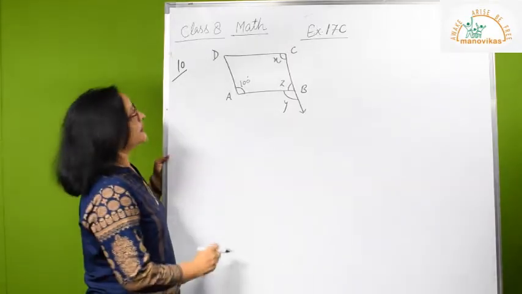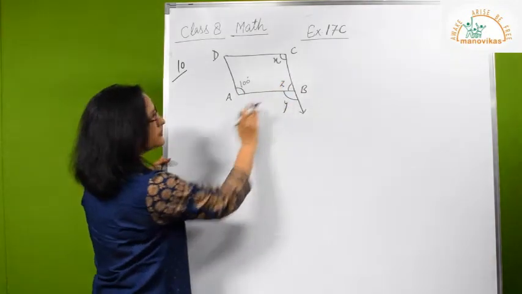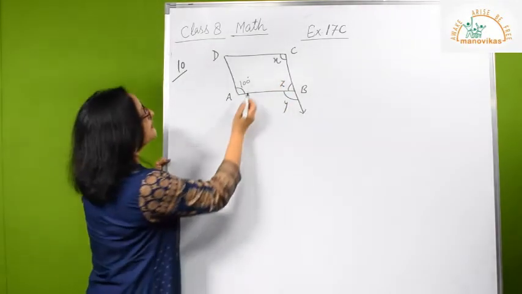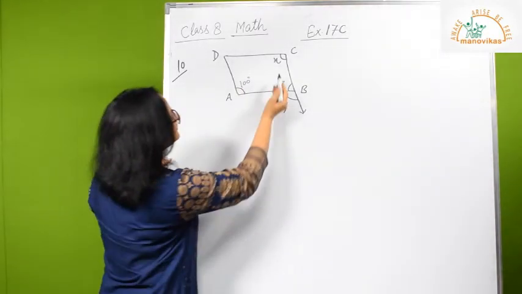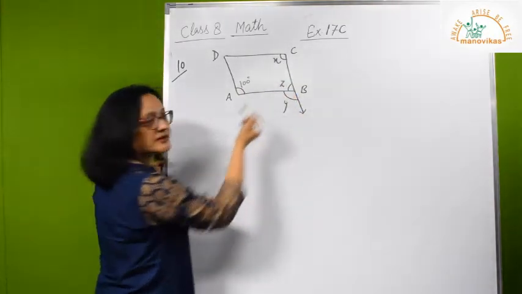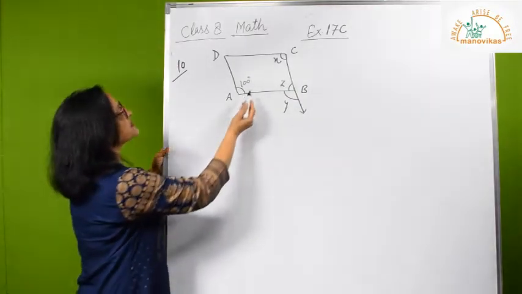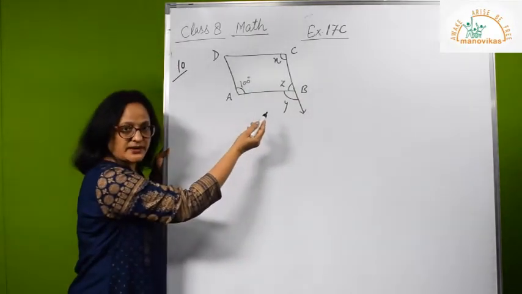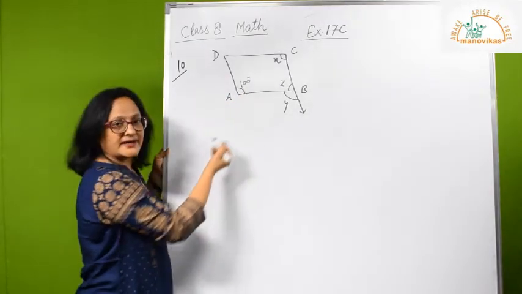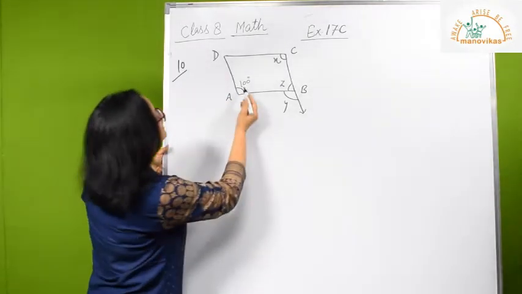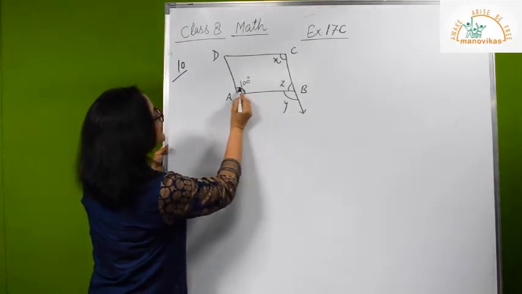Okay. Now question number 10. In this question you are given a parallelogram ABCD and here you can see angle A is given as 100 degrees, and you have to find the measure of angles X, Y and Z. So in this you will see the connection of the angles, that is to find. In all my videos I have explained how to find the connection. So let's start. What is the connection of any other angle with this 100 degrees?